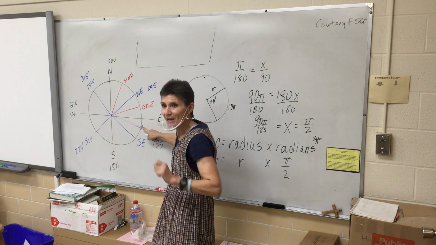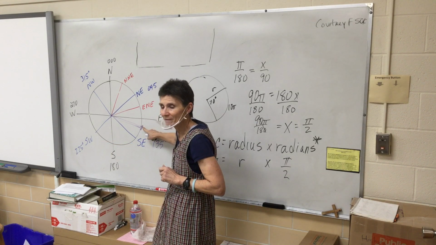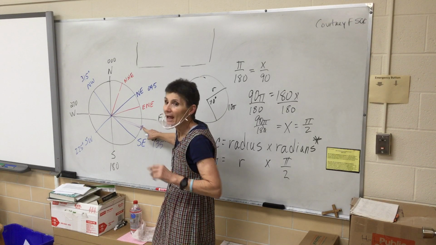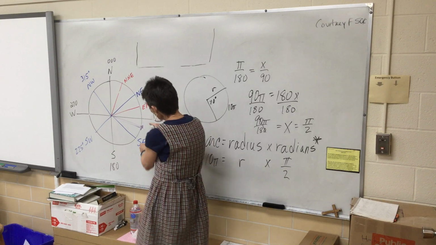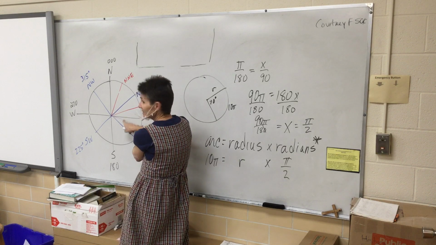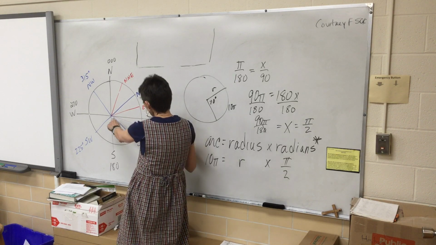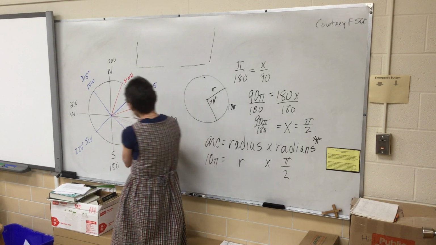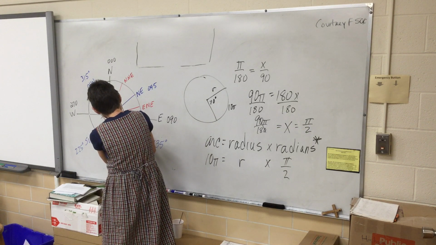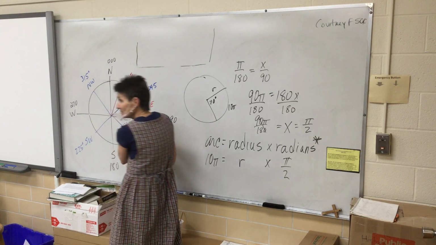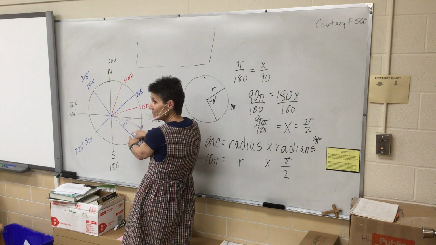22.5. How do we know it's 22.5 more? Half of 45. Remember, the blue lines cut this into 45s. So when I split that, this is going to be a 22 and a half, and this is a 22 and a half to make the 45.